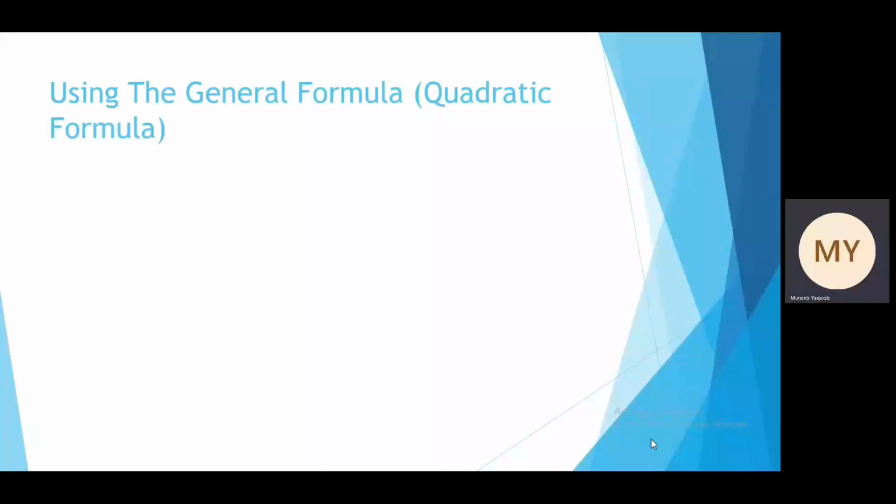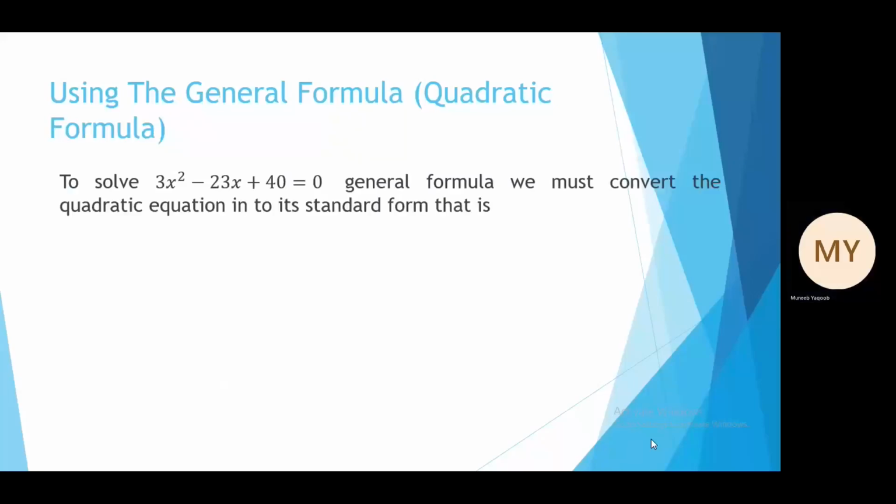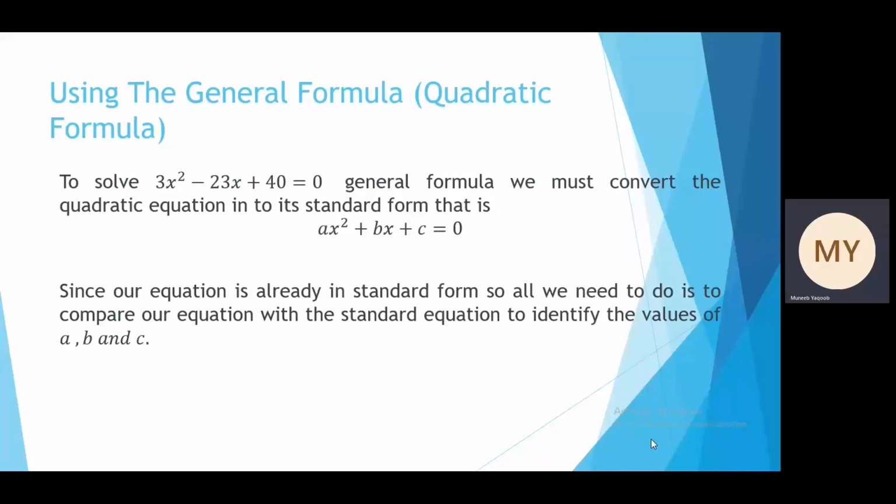Now coming to the second method, that is the general formula or the quadratic formula. So if we are to solve the same equation with the general formula, we must convert the quadratic equation into its standard form. That is ax squared plus bx plus c equals 0. Fortunately, our equation is already in standard form. So all we need to do is to compare our equation with the standard equation to identify the values of a, b and c.